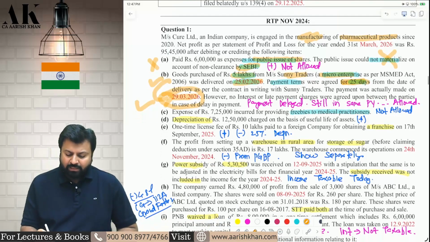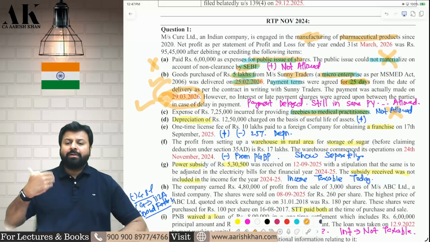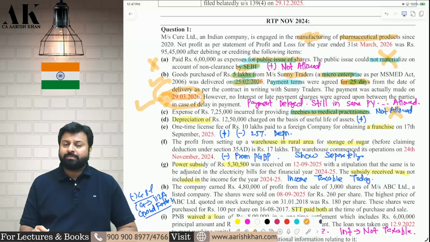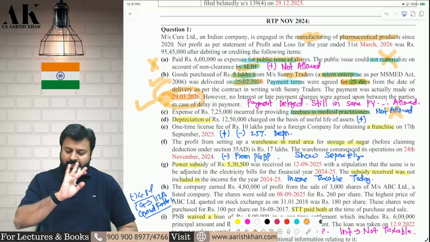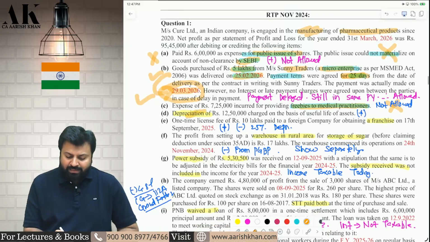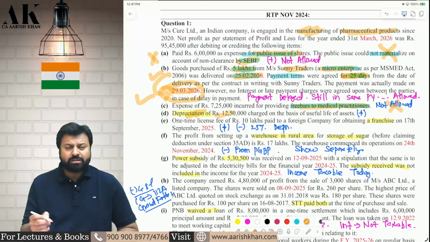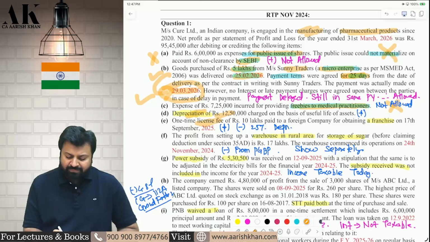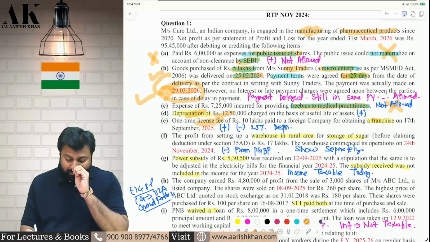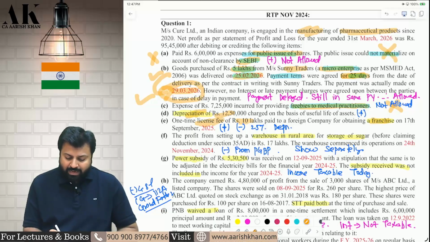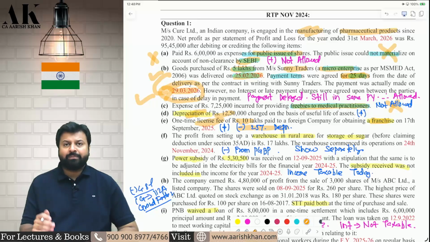Okay. Third one, you are a pharma company, you are giving freebies to medical practitioners, not allowed. Pharma company giving freebies to doctors, medical practitioners, medical associations, not allowed as deduction. Next one, it is disallowed under explanation to section 37(1). Depreciation as per books of accounts, disallowed. One-time license fee you are paying for obtaining a franchise, then that is disallowed, and on that you can claim 25% additional depreciation later on.